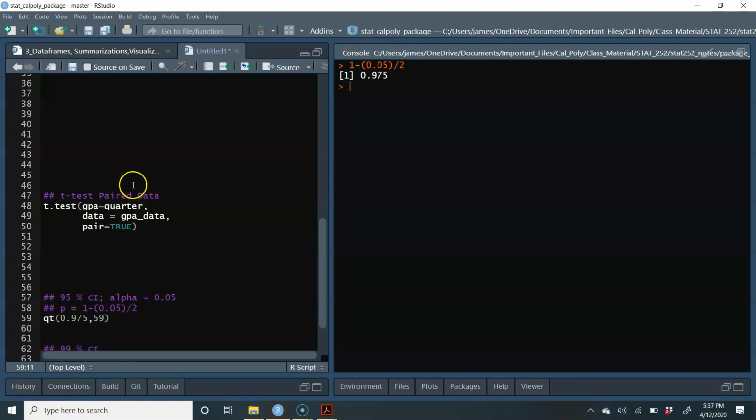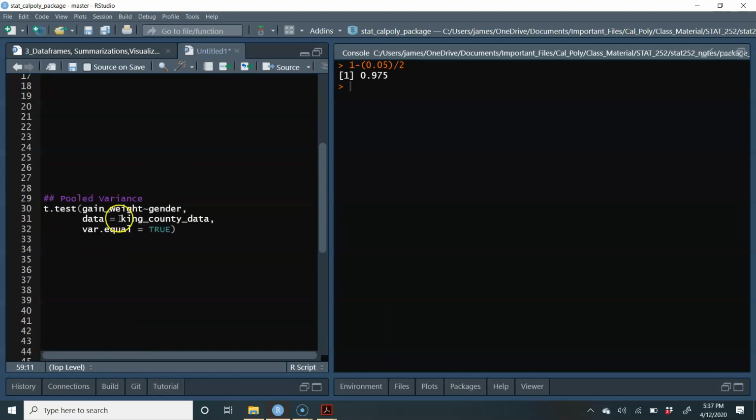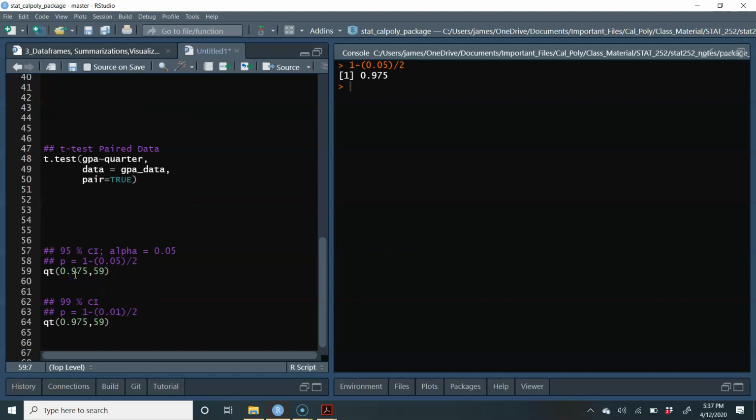Then for my degrees of freedom, I'm assuming I'm still using paired, but you put in whatever degrees of freedom you got from your t.test. When you run this, it's going to give you a critical value of 2.000995. Similar logic here: if you're creating a 99% confidence interval, that means alpha is equal to 0.01. When I run that into this calculation, I should get 0.995, and that's what I'm going to put into this function.